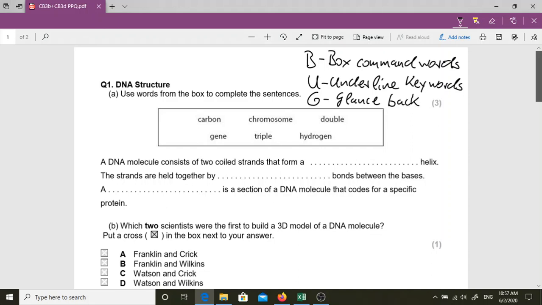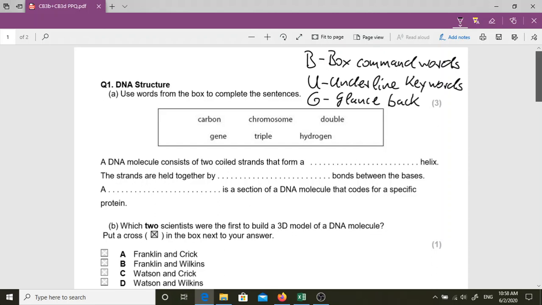We did already talk about BUG a couple of times before in lessons, and while I read the questions, I'm going to use this. What I would like you to do is to also, while we go through the questions now, think about BUG and which words you would box or underline. So we're going to start with a question about DNA structure.